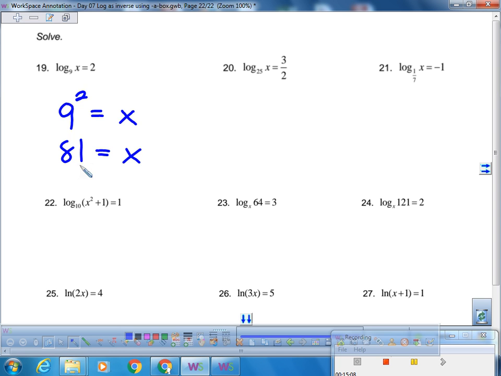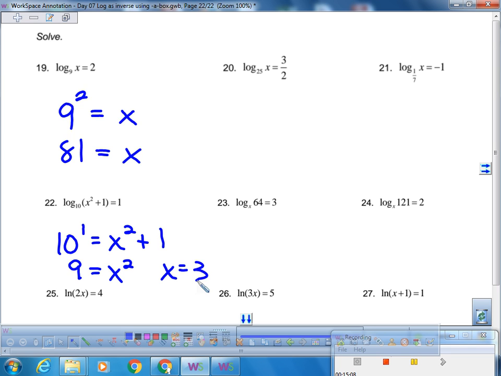Here's another one. Here's a little bit harder. It looks complicated, right? It's not complicated. 10 is my base. Here's my exponent, equals x squared plus 1. Subtract the 1 from both sides, and I get 9 equals x squared. So x must equal 3. Why does x not equal negative 3? 10 to the 1 is just 10. And then you subtract 1 from both sides. Why can't x be negative 3?